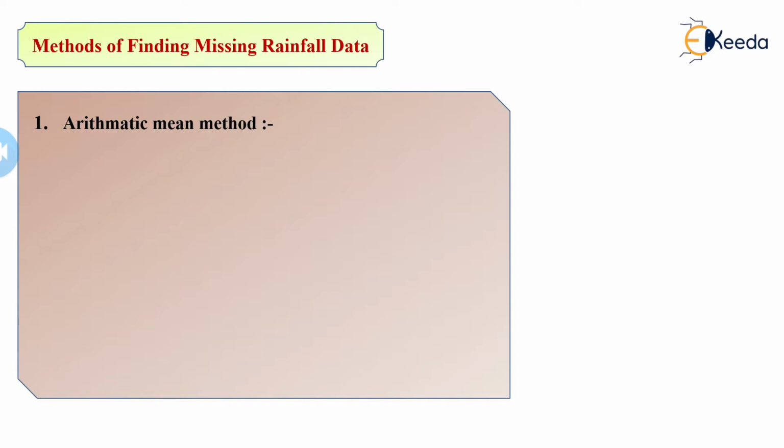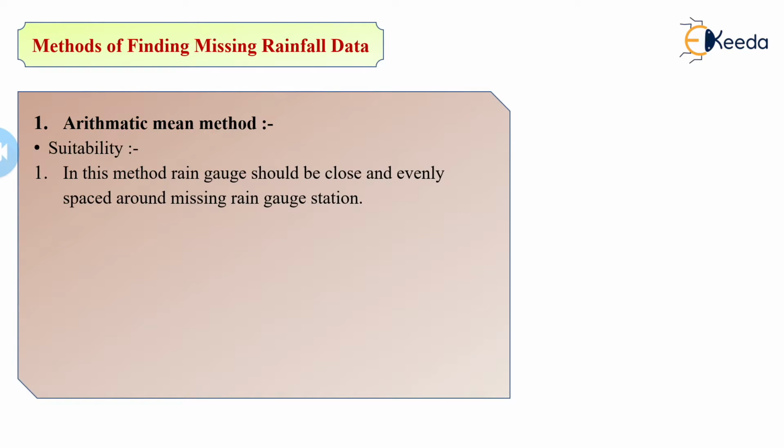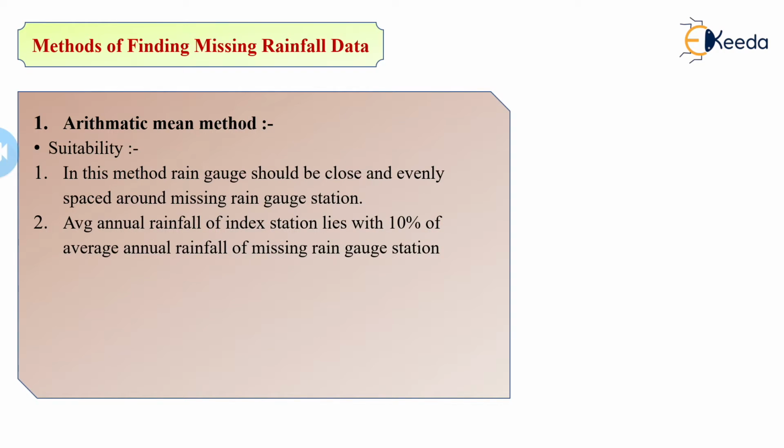According to this method, if we consider that the missing rainfall precipitation is denoted by P suffix X, that is, station X is inoperative or not working properly, then the missing rainfall P_X of the station X is computed by the simple arithmetic average of the rainfall at the nearby stations, that means the existing stations. So how will it be calculated?